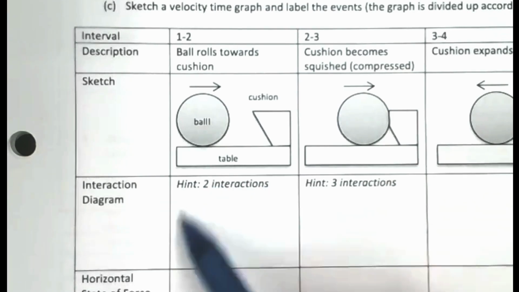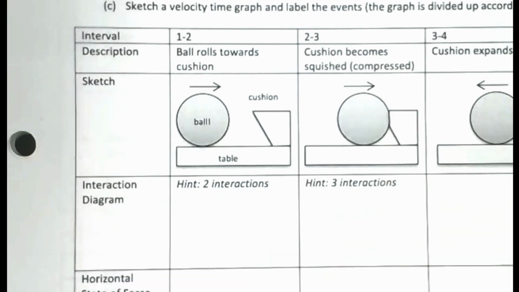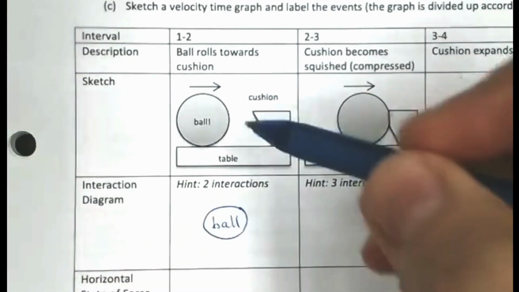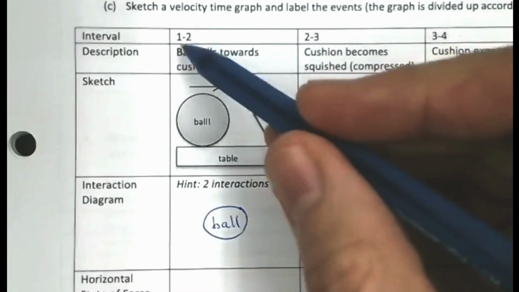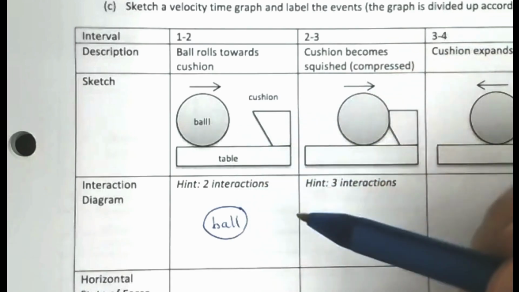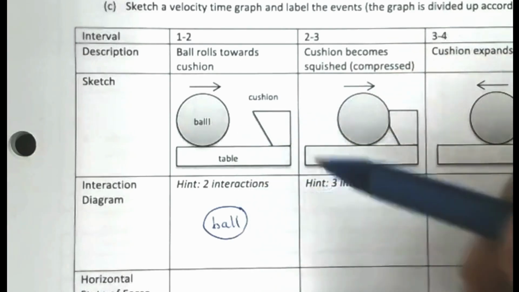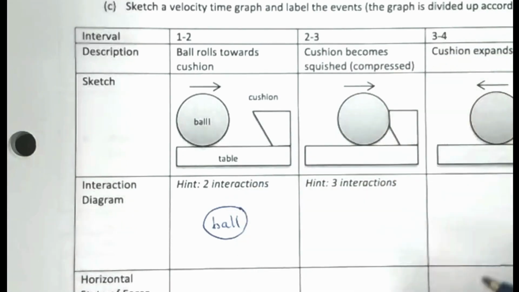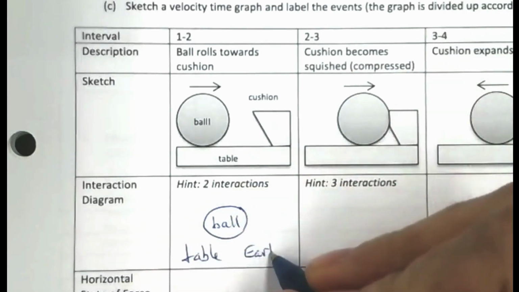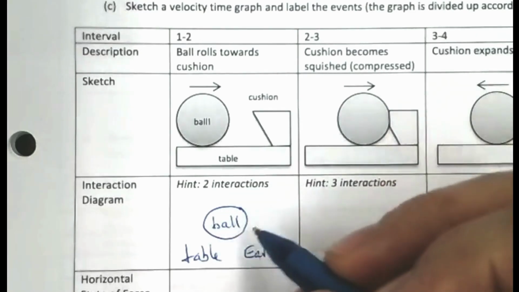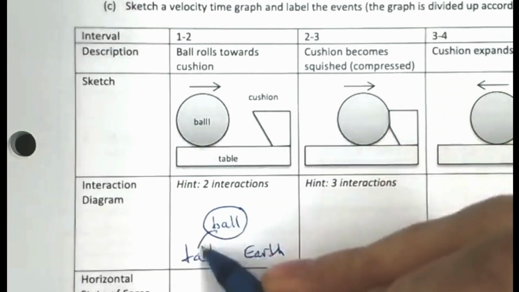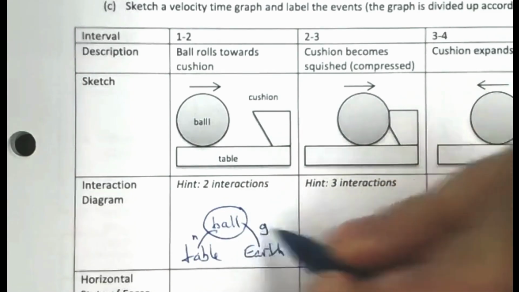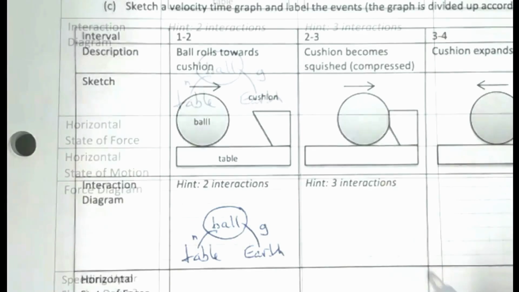The first thing that we need to figure out is the interaction diagram. Our system is the ball, and we ask ourselves the key question during this interval: what objects are interacting with the ball? So the ball is in contact with the table, and we get the earth for free. What type of interactions are these? With the table, we have a normal interaction, and with the earth, we have a gravitational interaction.